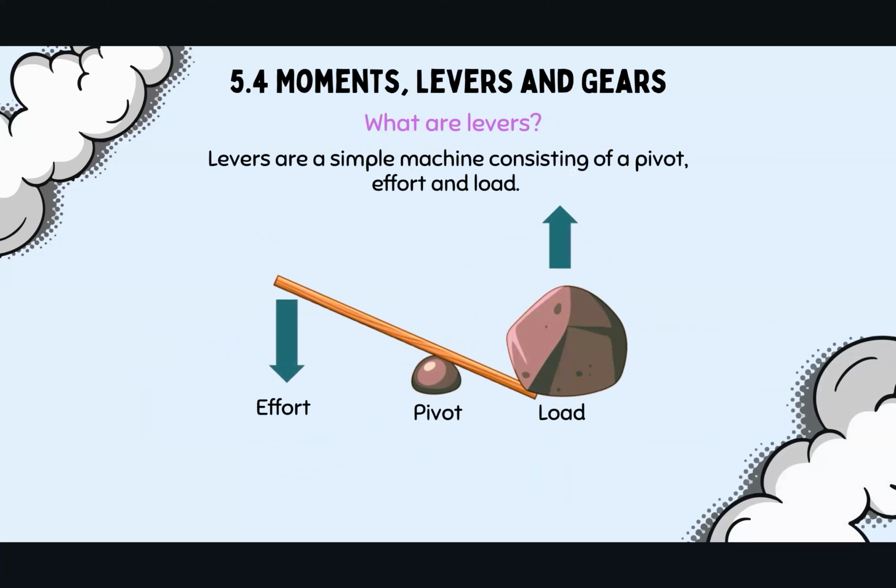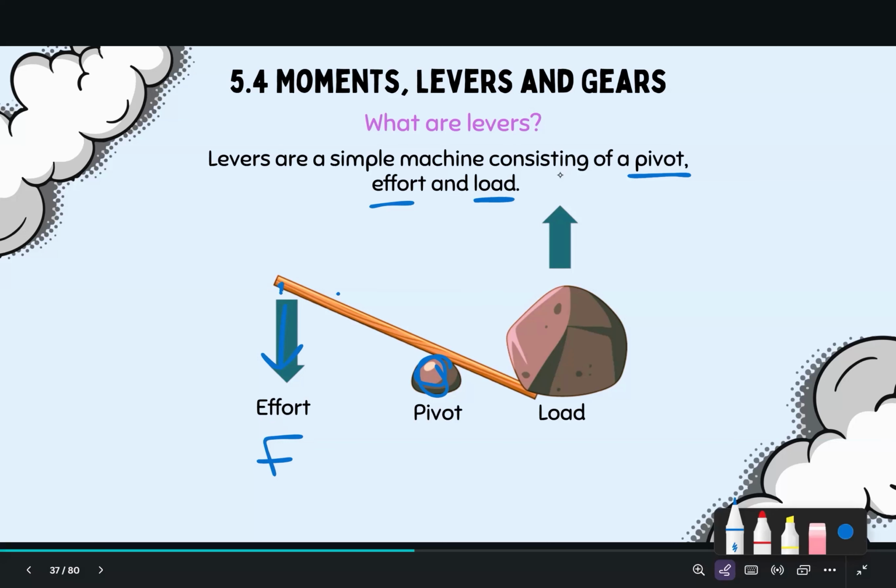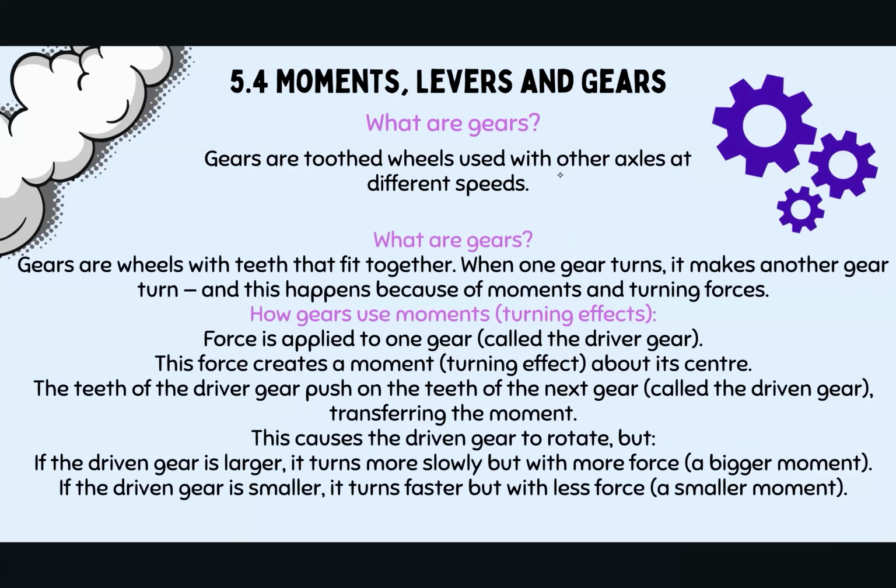So levers. Levers are a simple machine consisting of a pivot, an effort and a load. In this case, the effort is downwards, so we have a force. Now, the moment is the movement of the stick in this case in an anti-clockwise direction. I'll show you what I mean by that.